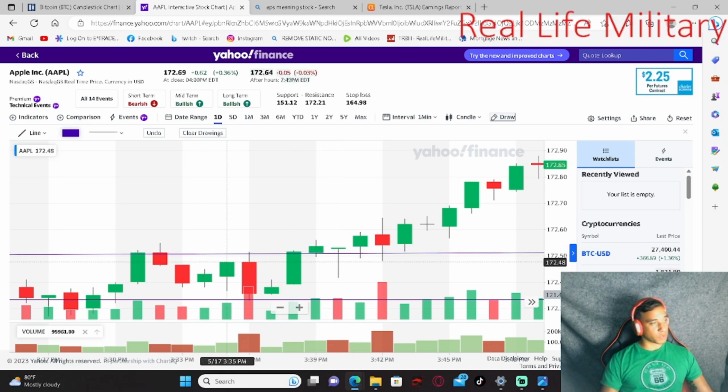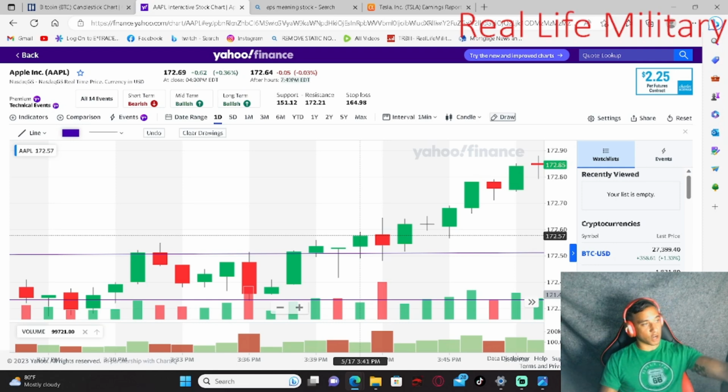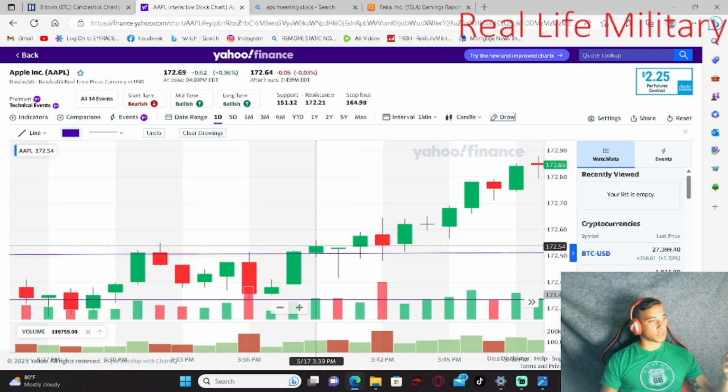So on the line, you wouldn't really see this. You wouldn't see all this action. Then look, opens again, comes up, comes down again, tests under the resistance, comes up over, closes above the resistance.